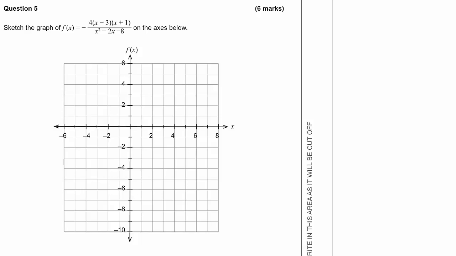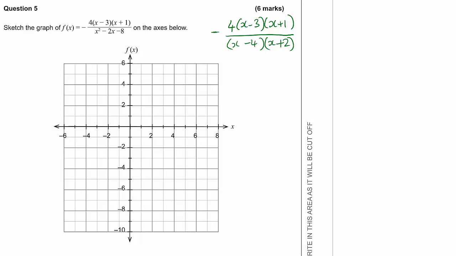We want to sketch the graph of this function on the axes below. Now, the first thing I'm going to do is factorize the bottom. So there's a negative in front, isn't there? And so if we factorize the bottom, we need x and x. 4 and 2 should do the job, with a negative here and a positive there.